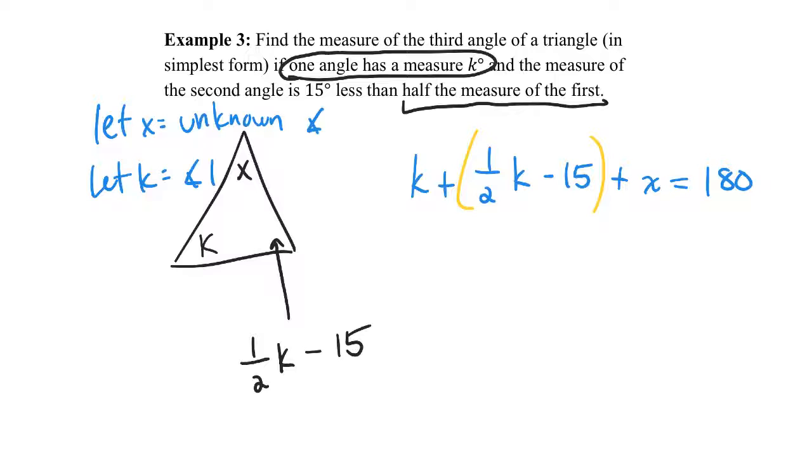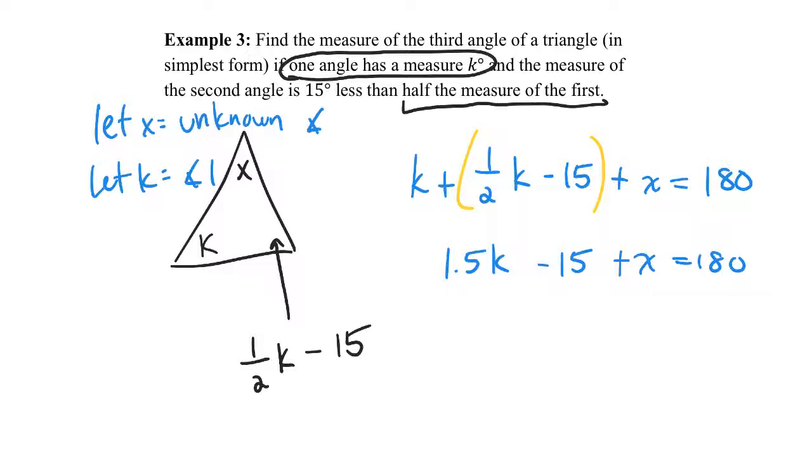So I'm going to simplify. I've got K and 1/2 of K is how many K's? 1.5. So I could write it as 1.5K if I want to, minus 15 plus X equals 180. How else could I have written it? Instead of 1.5K, what else could you write? 3/2. 3/2. Are we all clear with the fractions? We need to know our fractions. When we add 1.5, it's 3/2. Because 1 is 2/2. Plus another half is 3/2.